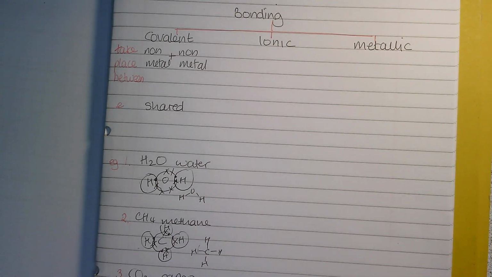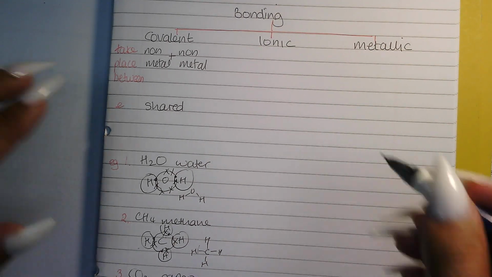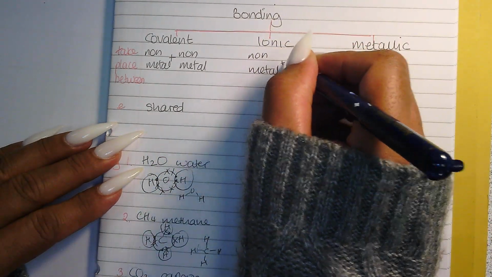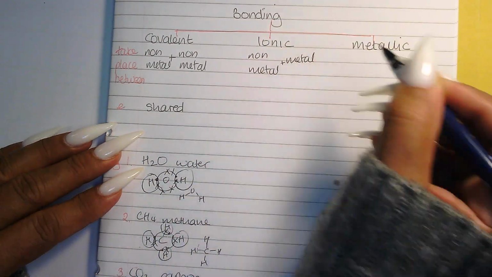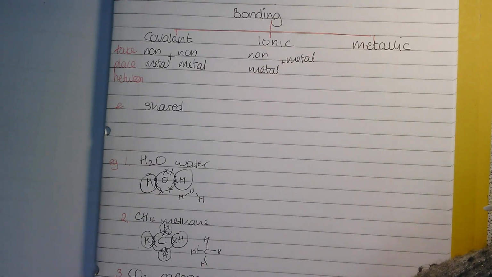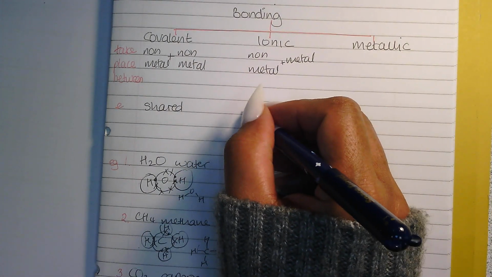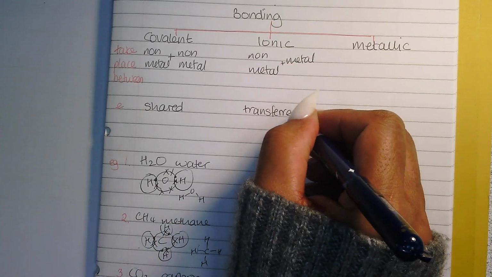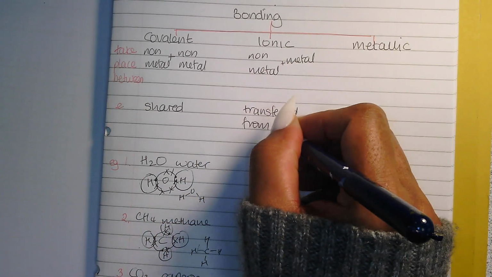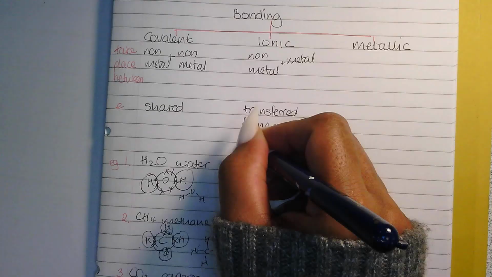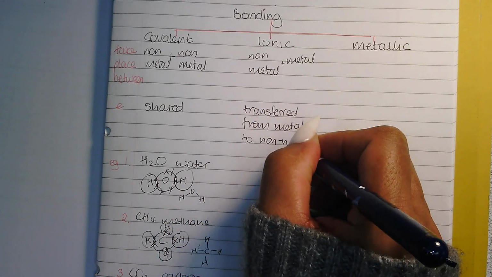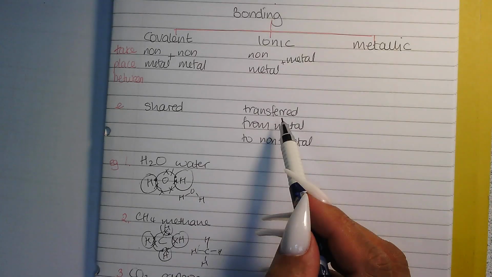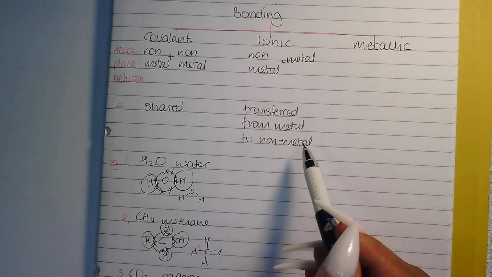Ionic bonding. Ionic bonding takes place between a non-metal and a metal. In this example, electrons are transferred from the metal to non-metal. So in covalent, the electrons are shared. In ionic, the electrons are transferred from the metal to the non-metal.